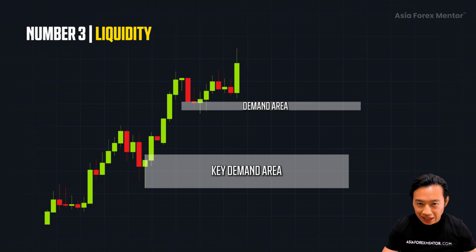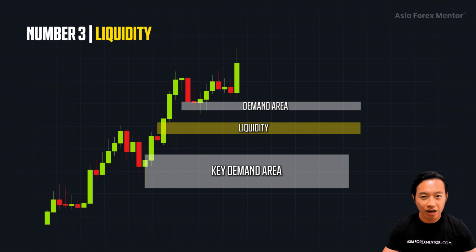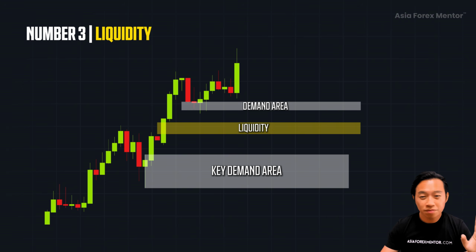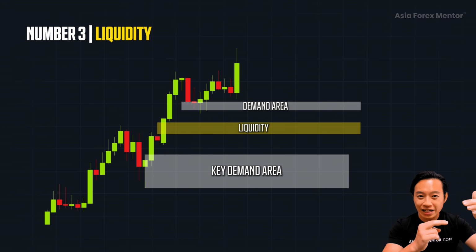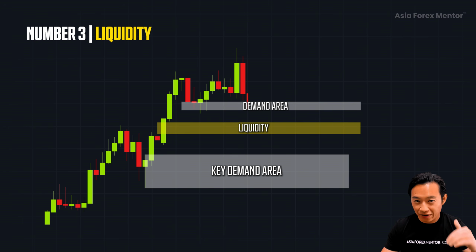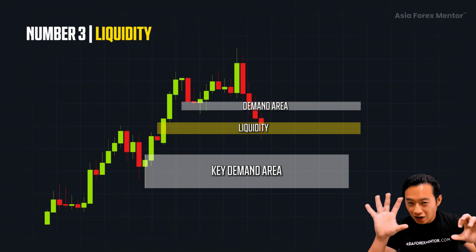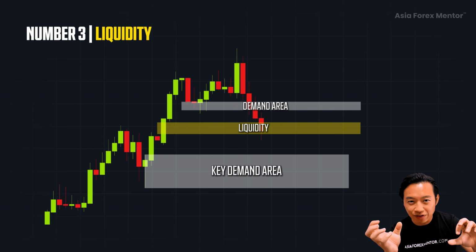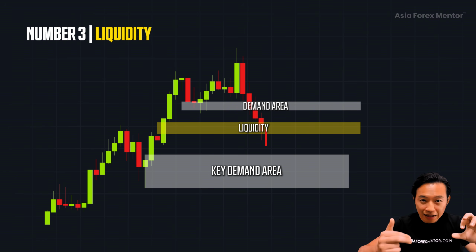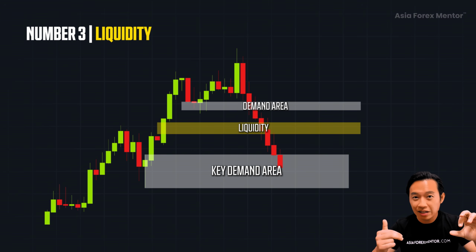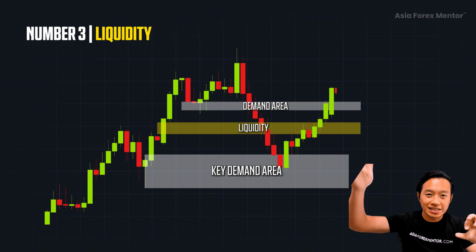Now, if we look to the left, what happened before? We can see a gap between the candles, sitting right below that demand zone. This gap will attract price to go to that area, drawing it down to fill the imbalance and collect the liquidity around the area, and then after hitting the order block below, which is our key demand area, before pushing price upwards.